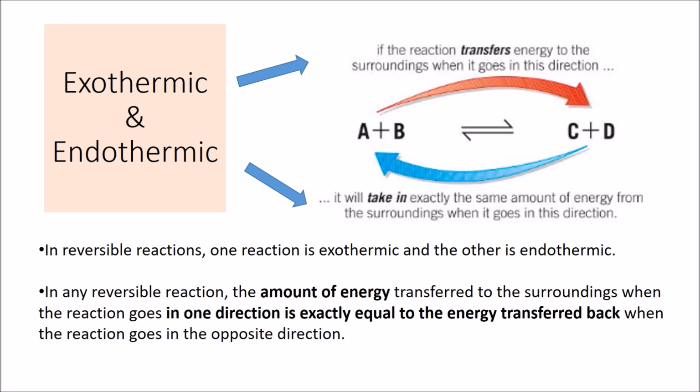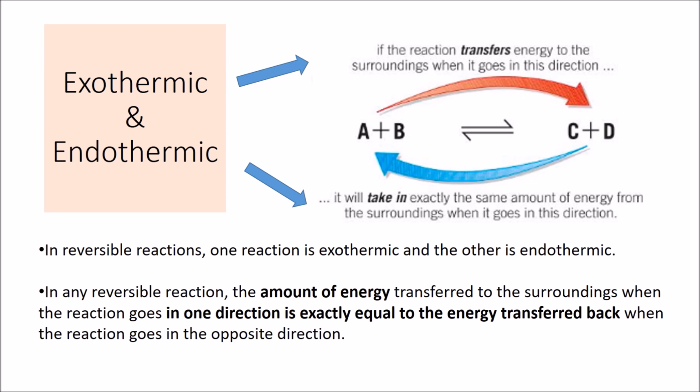So in any reversible reaction, the amount of energy transferred to the surroundings when the reaction goes in one direction is exactly equal to the energy transferred back when the reaction goes in the opposite direction. So can you please make sure you've got that fact written down? I like to also draw the arrows and the diagram at the top right, and then labeling one exothermic and then one endothermic.